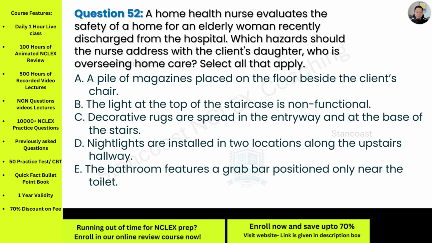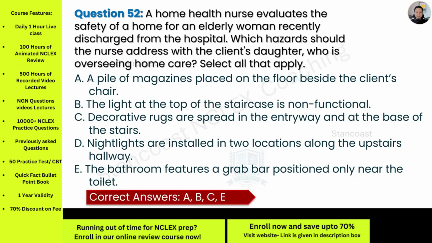The answers are letters A, B, C, and E. For letter A, the loose items such as the magazines on the floor can create a tripping hazard, especially for older adults. These should be removed. Now, letter B, what we should have here is adequate lighting. Okay, so if there is a broken light fixture, this can increase the risk of falls, and this should be repaired promptly.